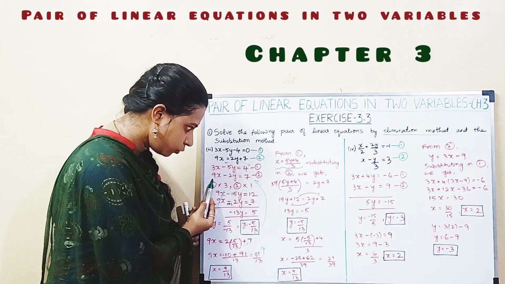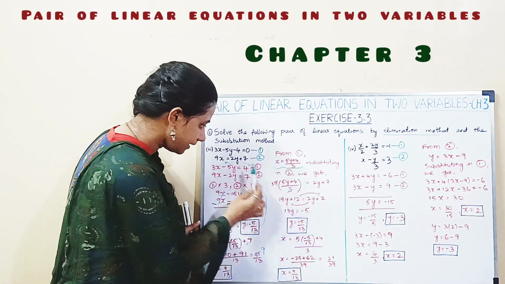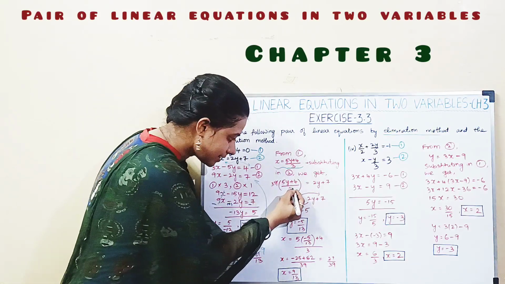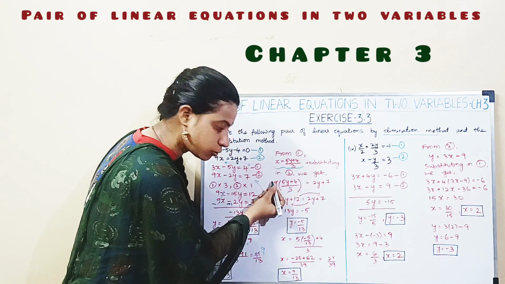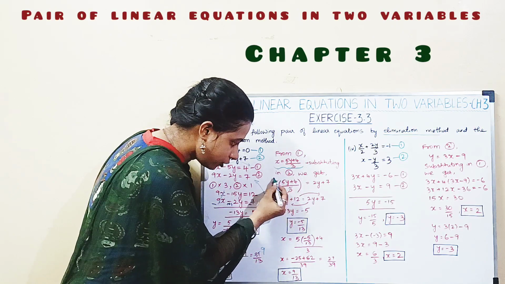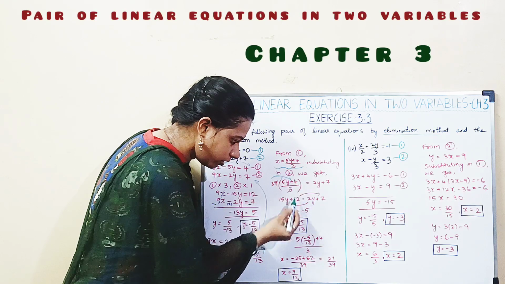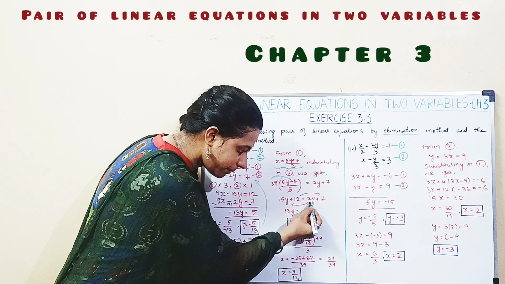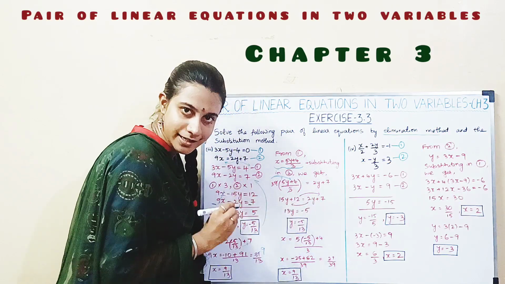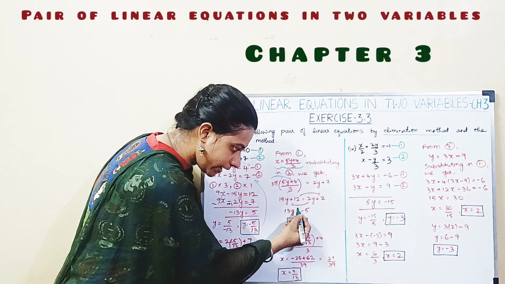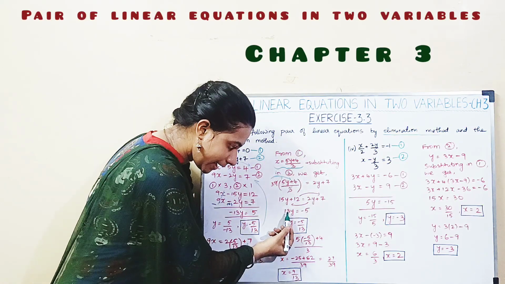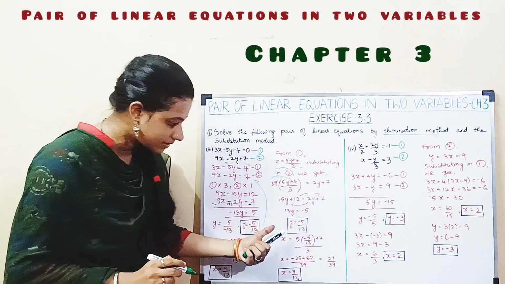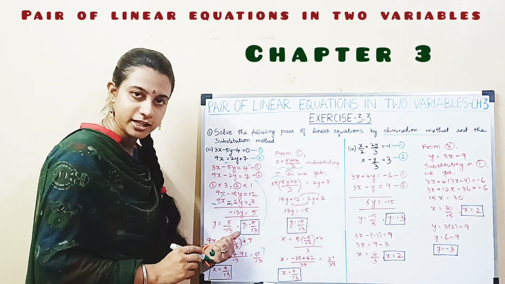9 into 5y plus 4 by 3 equal to 2y plus 7. Here 3 is in the denominator, so we can cancel it, like 3 into 3, 9. So we get 3 into 5y, 15y, and 3 into 4, 12. On the RHS we have 2y plus 7. So 15y minus 2y is equal to 7 minus 12, which is nothing but 13y is equal to minus 5. By taking this 13 to the other side, we get y is equal to minus 5 by 13, and this is the same value we obtained through the elimination method also.